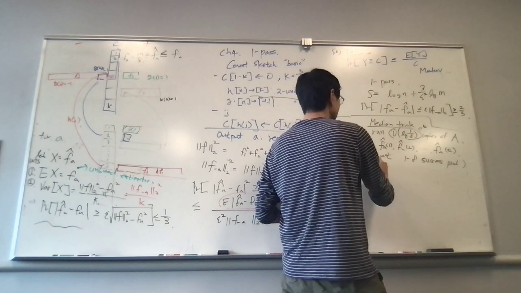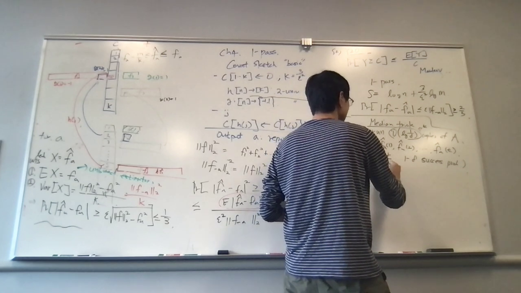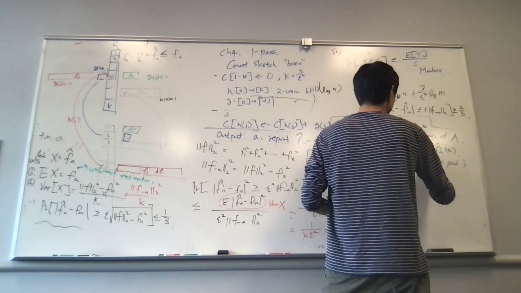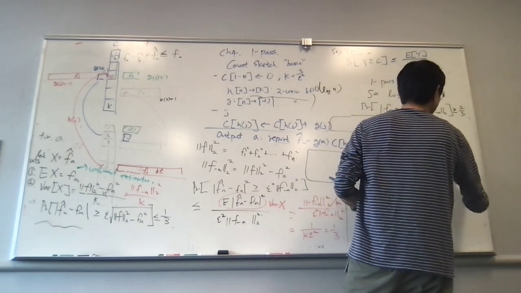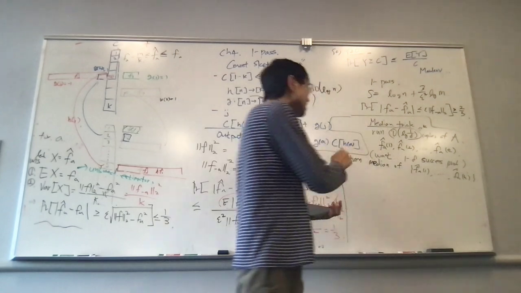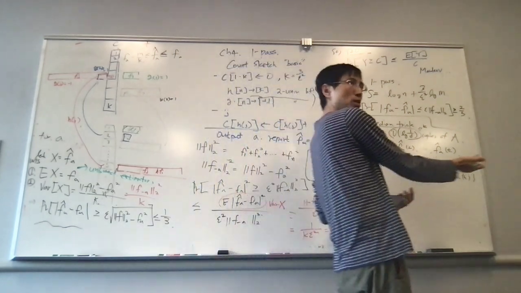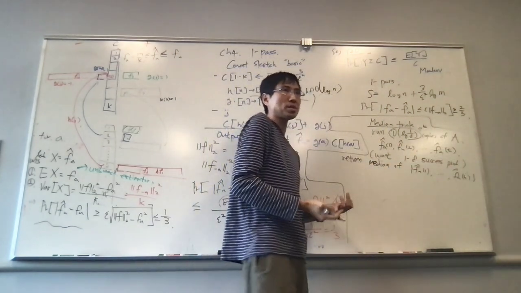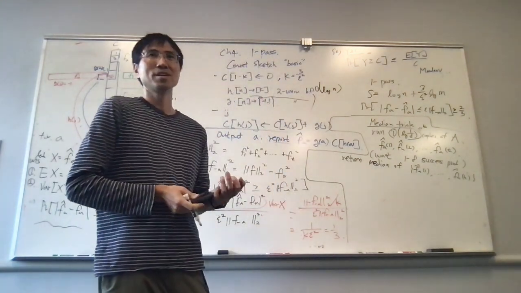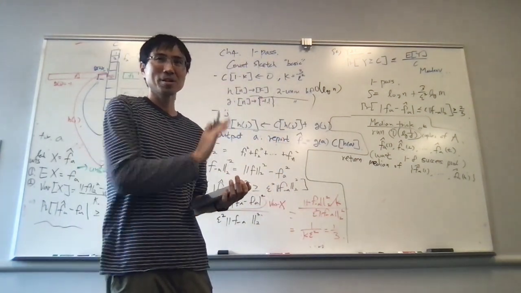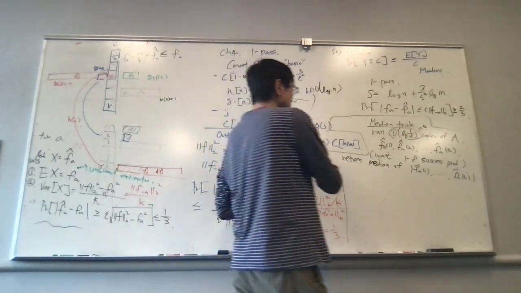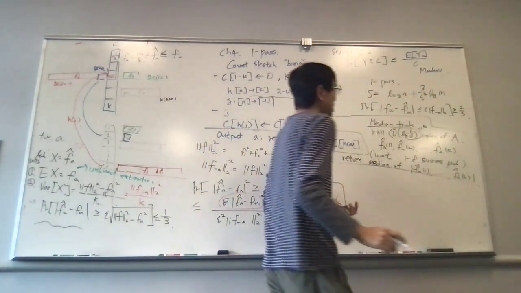Then what do we do? We return the median of these T numbers as our solution estimate. This is called the median trick. Is that clear here? And now let's see why.